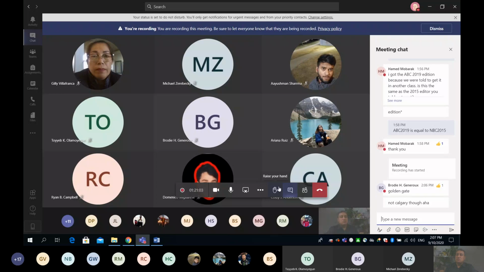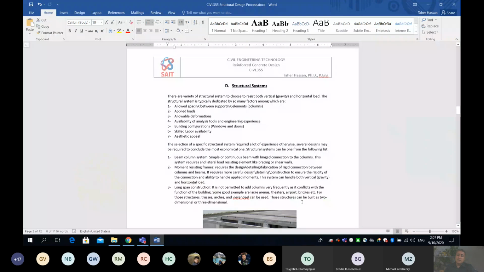But in Calgary, no, because those are very complicated, not only to design, but also to build. Very complicated, requires high experience. And unfortunately, we don't use them in Calgary here. Not very common. So that's why I said number 4 is the availability of the analysis tool and engineering experience. Building configuration is next. Then skilled labor, which is the same as for cable stayed bridges or suspension bridges.